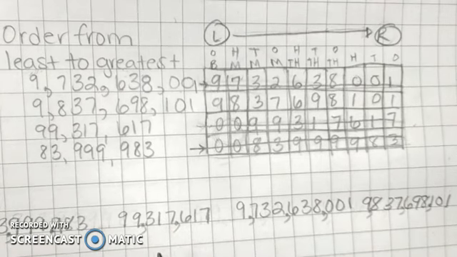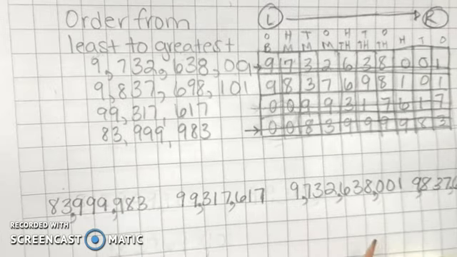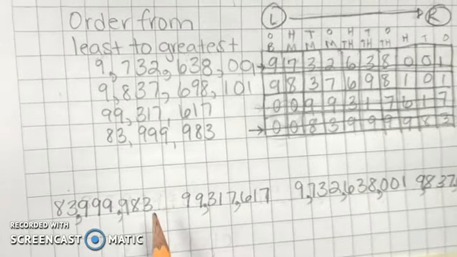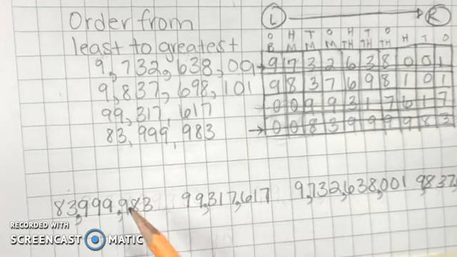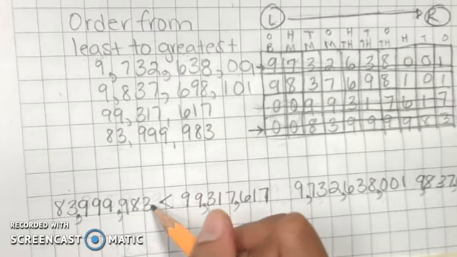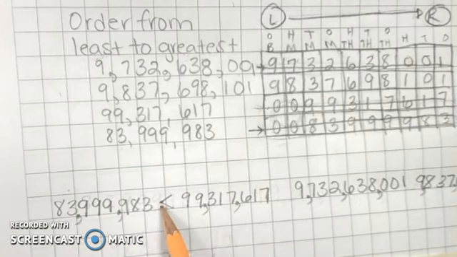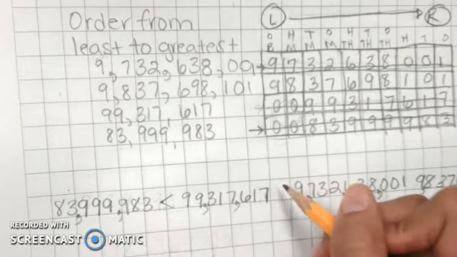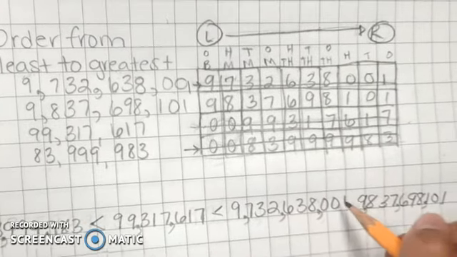Now what you can do is add comparison symbols in between if you would like. But you have to make sure they're pointing or facing the correct way and it's the correct symbol. I know this side is smaller, the least, so I'm going to make sure my symbol says less than. And that's going to be true for the rest of them.